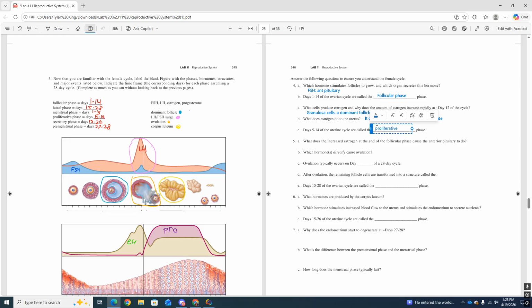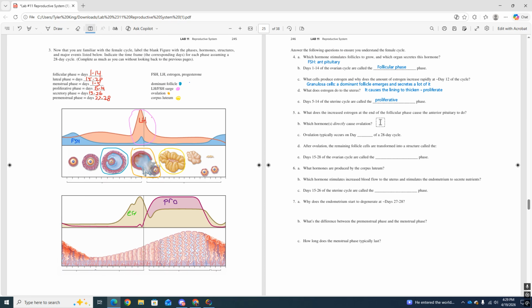Proliferative phase. What does the increased estrogen at the end of the follicular phase cause the anterior pituitary to do? So it does a positive feedback loop here, okay? And it causes it to secrete more FSH/LH and GnRH, which we don't need to worry about the GnRH for this particular picture here, okay? Which hormones directly cause ovulation? This is going to be the LH and FSH, guys.